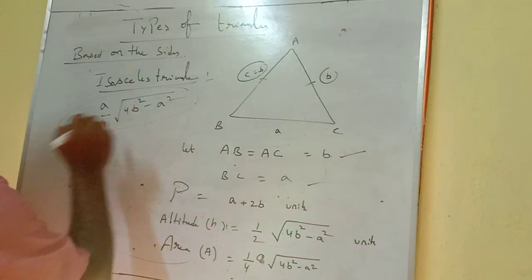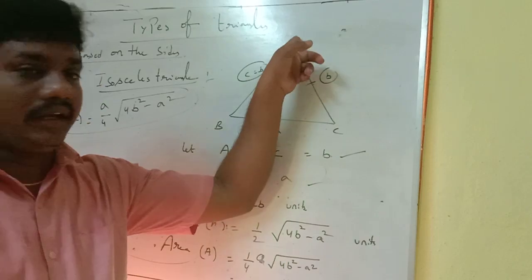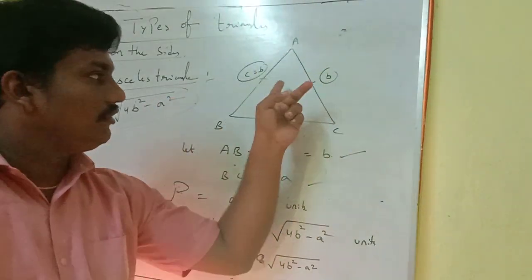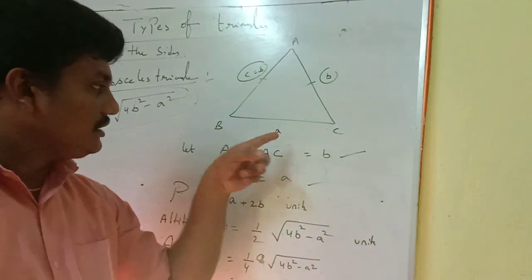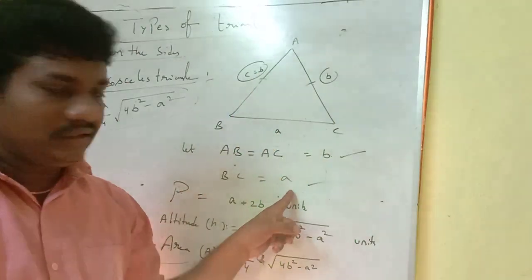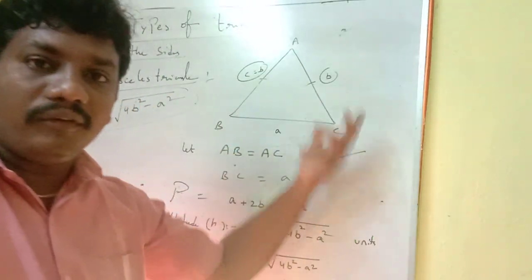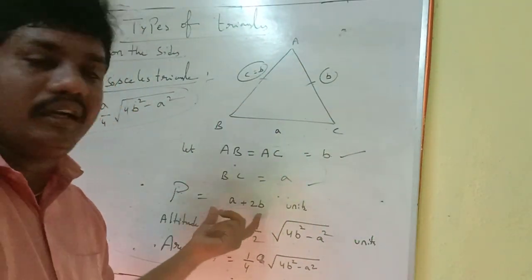So what is the area of isosceles triangle? First of all, what is an isosceles triangle? ABC is a triangle in which any two sides are equal. Let me take AB and AC as equal, and consider that equal side as small b. The unequal side, which is opposite to the capital A, is small a. I have taken BC as small a. Now what is the perimeter? Perimeter is the sum of all three sides, that is a plus b plus b, that is a plus 2b.